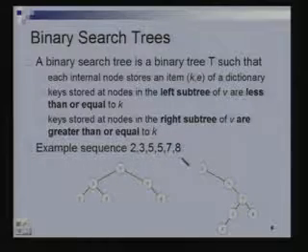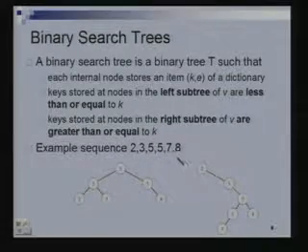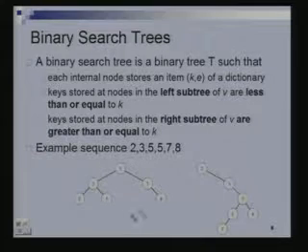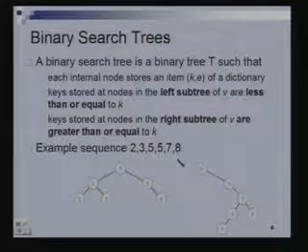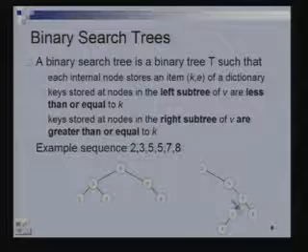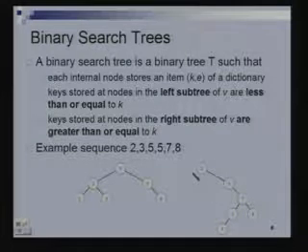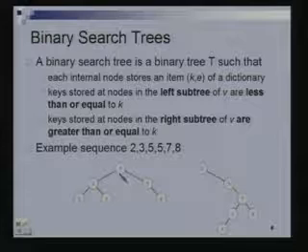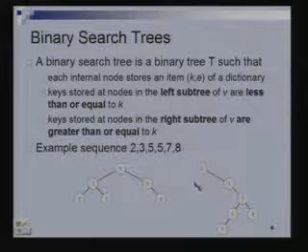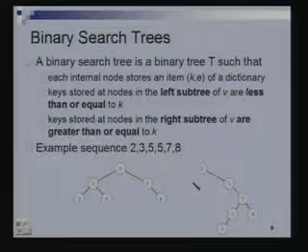So, if I have this set of keys 2, 3, 5, 5, 7, 8, then this is a binary search tree with these keys in it. This is also another binary search tree with this same set of keys. Right? So, you can have many different kinds of trees with the same set of keys. Both of them are binary search trees because they both are binary and satisfy the search property.